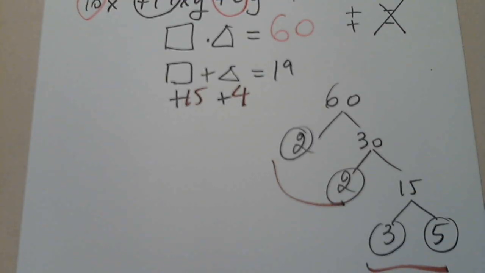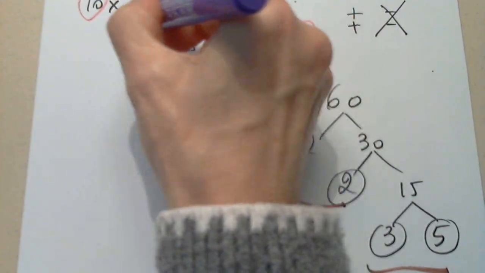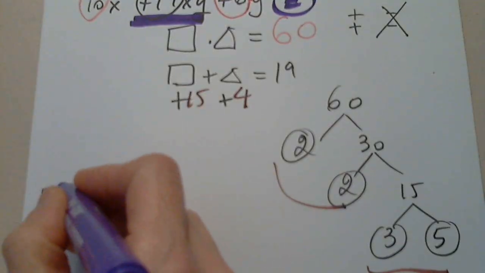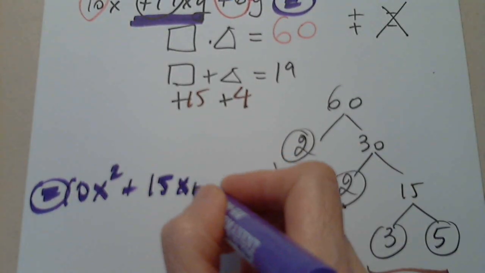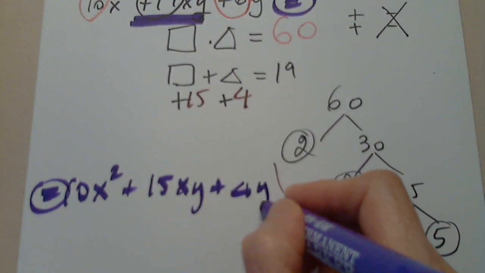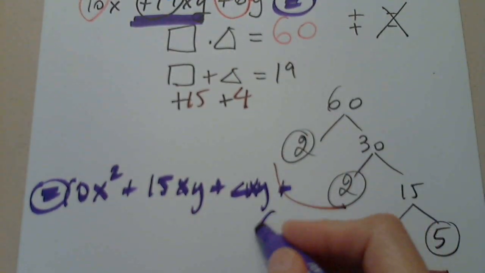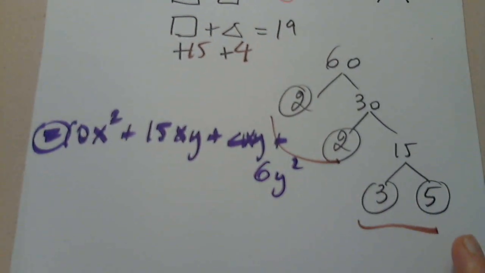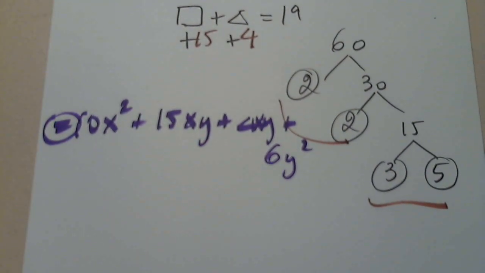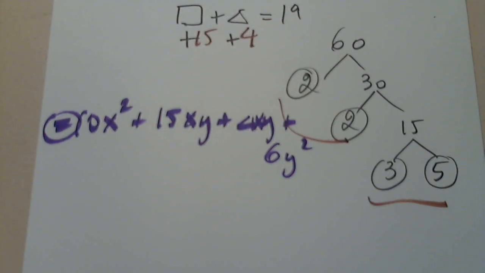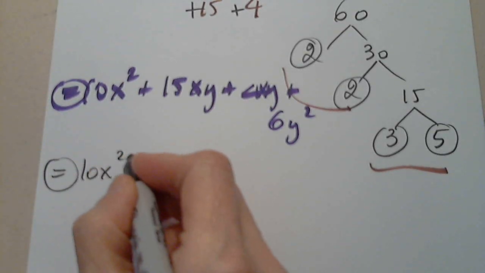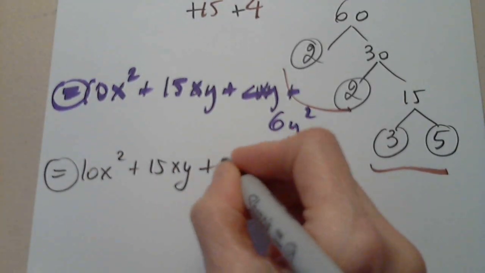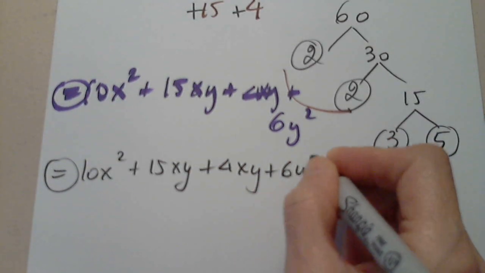Now, the next step, I have to replace the middle term. Replace the middle term. 10x squared plus 15xy plus 4xy and plus 6y squared. Of course, I crashed into the prime factorization, so forget about that. I'm going to write it again. 10x squared plus 15xy plus 4xy plus 6y squared.